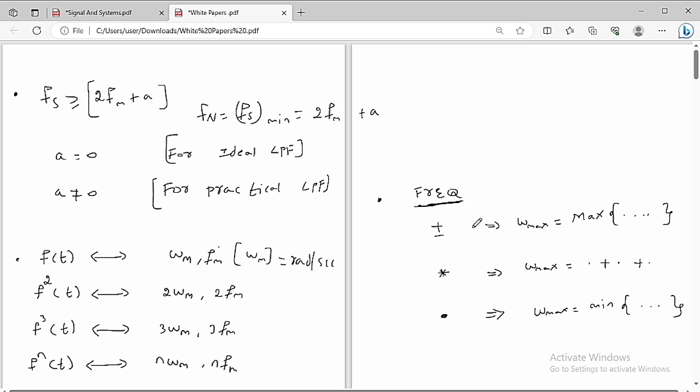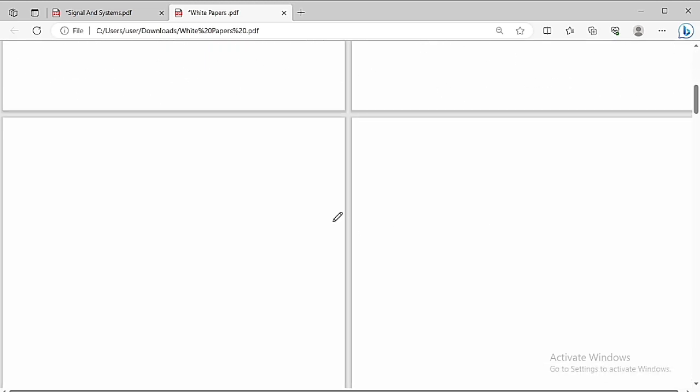Let me write here in a shortcut manner: time domain, frequency domain, and the maximum frequency. Suppose in the time domain you are doing addition or subtraction. The same thing will happen in the frequency domain also. Then the maximum signal frequency is equal to the maximum value out of all the individual ones. Similarly, suppose you are doing the product in the time domain. The product in the time domain means convolution in the frequency domain. So convolution means you have to go for the addition.